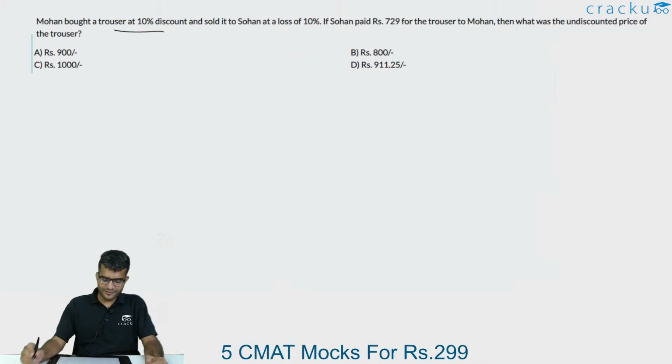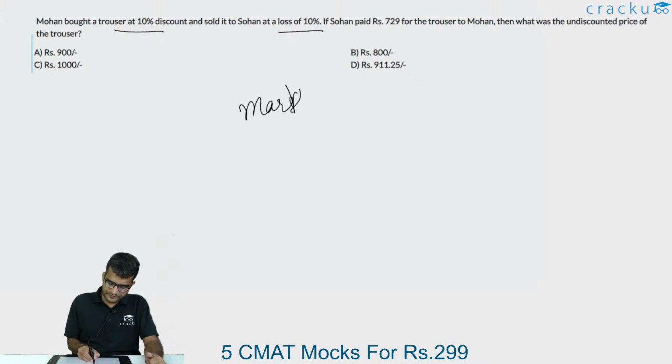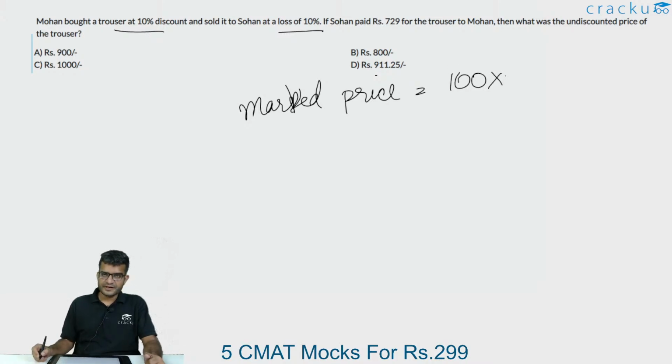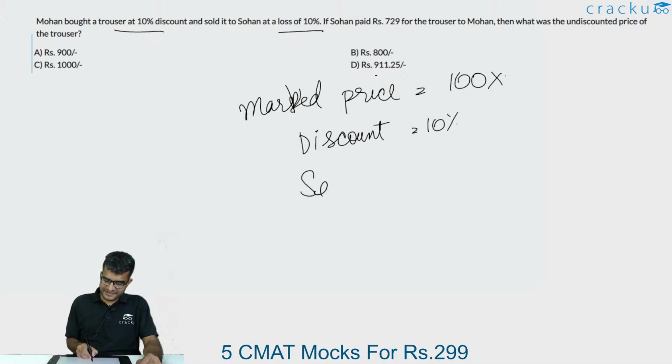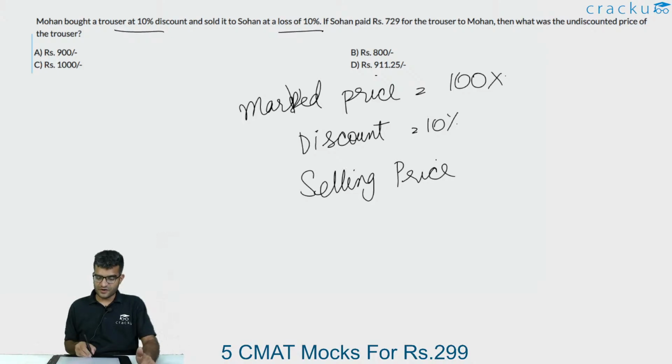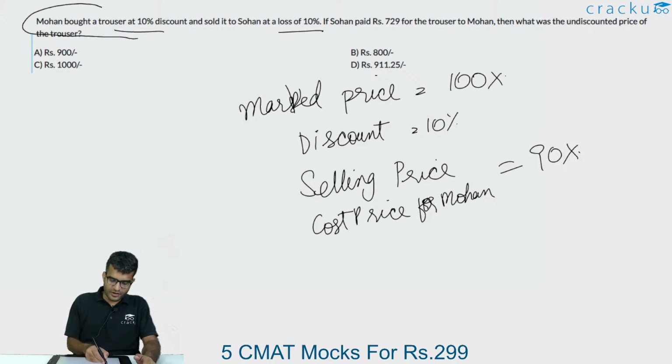In this question, we are told that Mohan bought a trouser at 10% discount and sold it to Sohan at a loss of 10%. Let us assume that the mark price for Mohan is 100x. The discount is 10%. Therefore, the selling price for the person who is actually selling this, which will essentially be the cost price for Mohan, is equal to 90x. This is what Mohan bought the trouser for.